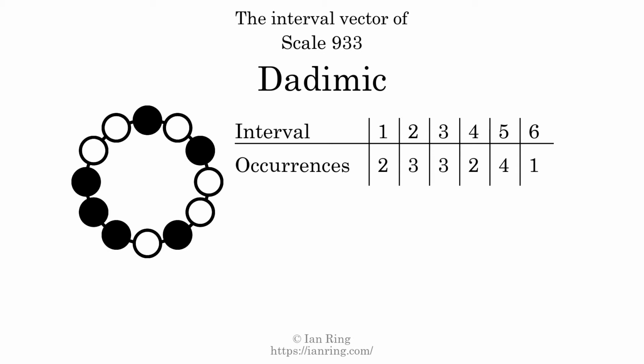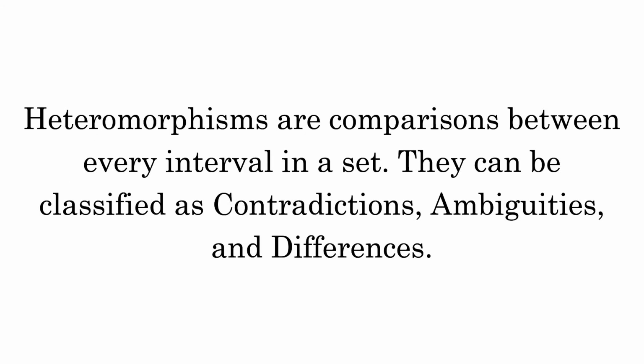There is 1 interval with a size of 6 semitones. It is here. Each interval does not appear in this scale a unique number of times, so this is not a deep scale. Heteromorphisms are comparisons between every interval in a set.